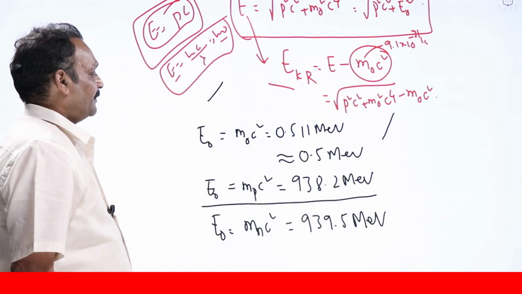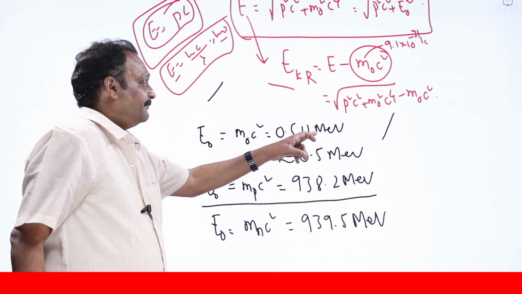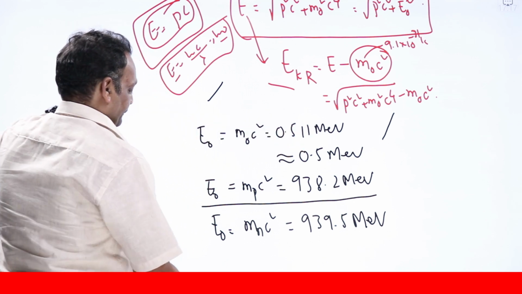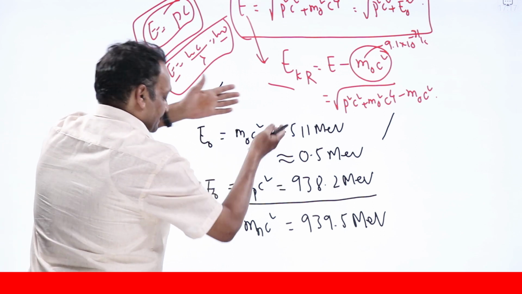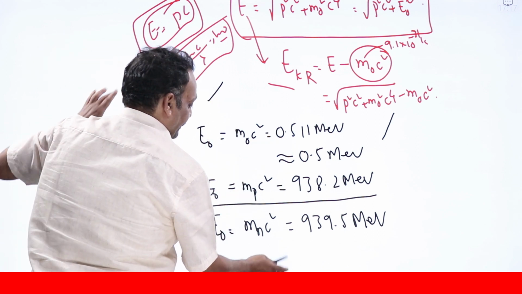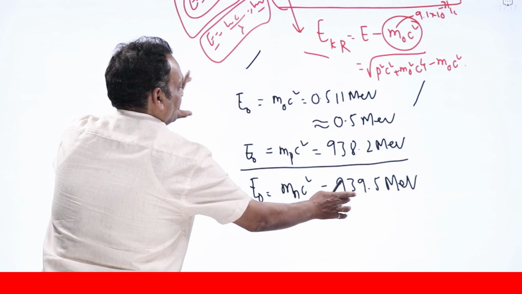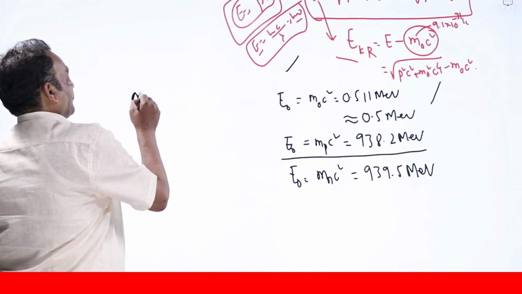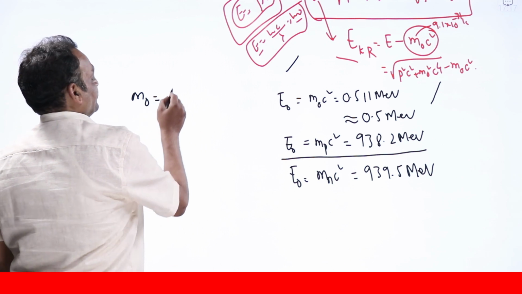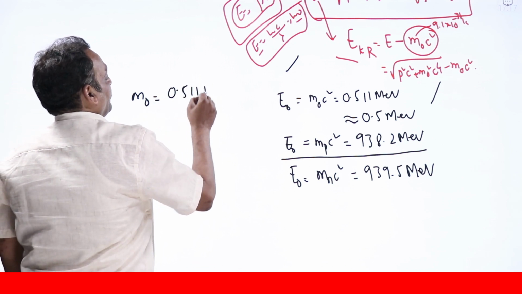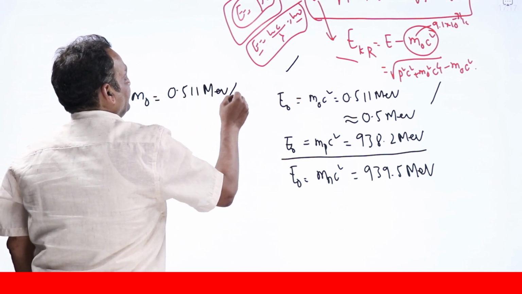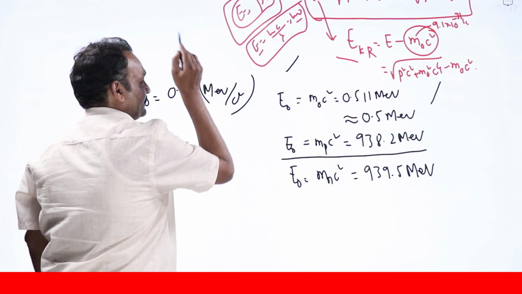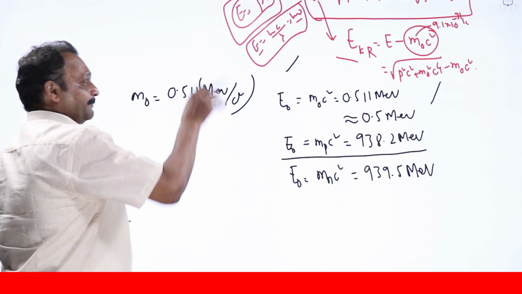939.5 MeV. So, energy in MeV. Now, the rest energy m naught c square is equal to 0.51 MeV. So what is the rest mass of the electron? When we go into particle physics, the rest mass of the electron is 0.511 MeV by c square. MeV by c square becomes the unit of mass in particle physics.